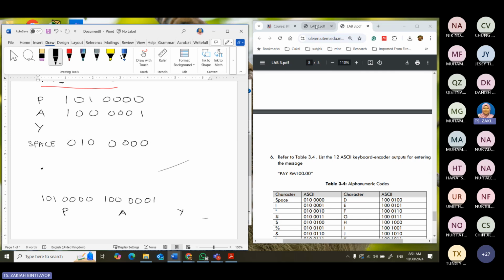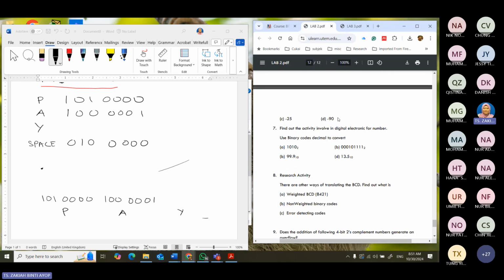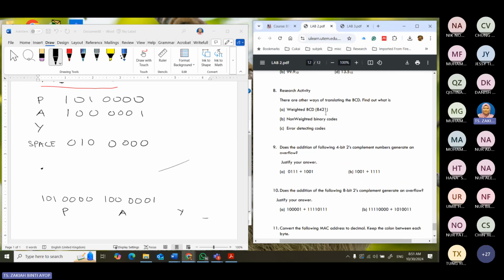If you look at the questions in lab 2, there are a lot of number conversions like BCD and non-weighted binary codes. These are not that popular. ASCII is much more popular because it is the standard used by manufacturers all over. Who doesn't use a keyboard? They use the same standard to make it easier for the CPU to convert.